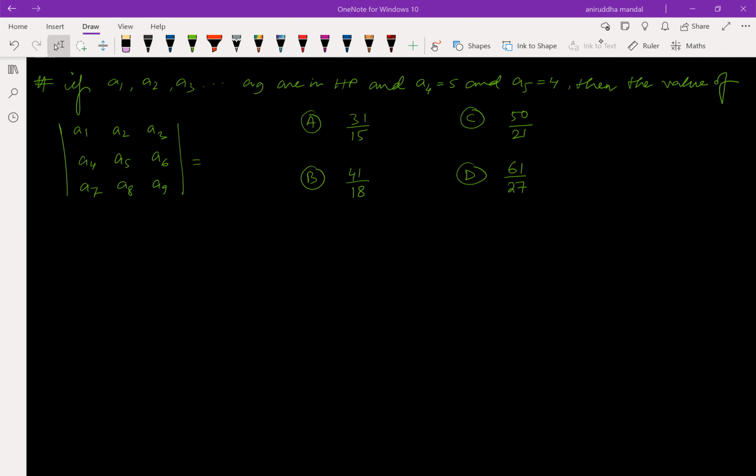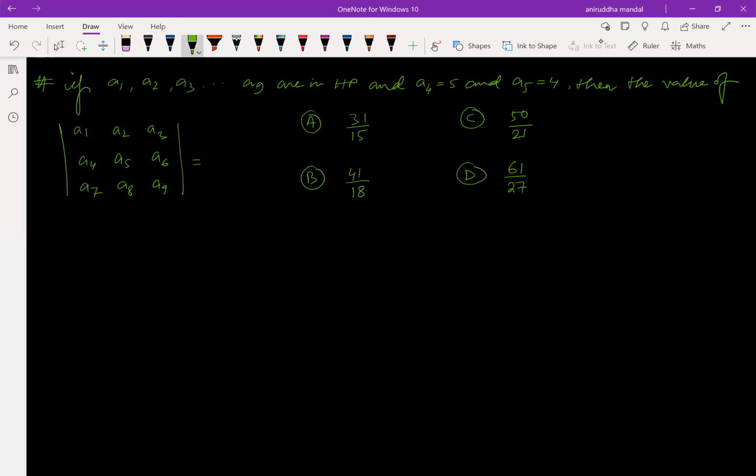Today, a determinant problem is given in which it says if A1, A2, A3, A4 up to A9 are in HP and A4 equal to 5 and A5 equal to 4, then the value of this determinant [A1, 2, 3; A4, 5, 6; A7, 8, 9] is equal to one of these four options. So how do we proceed?